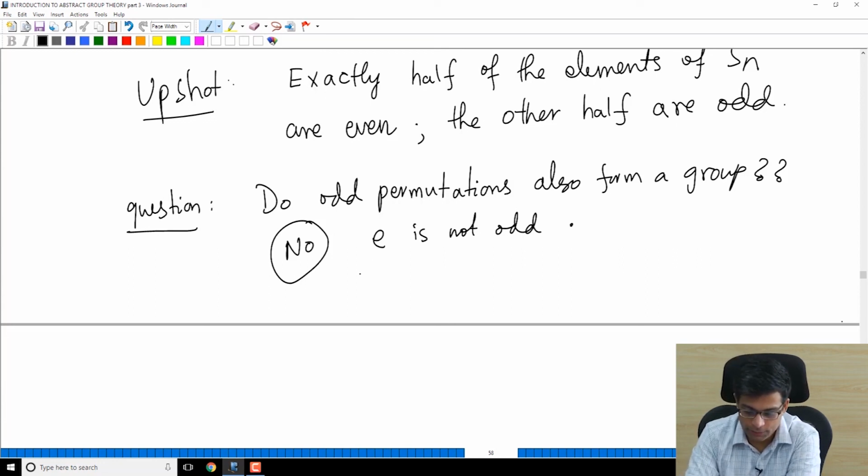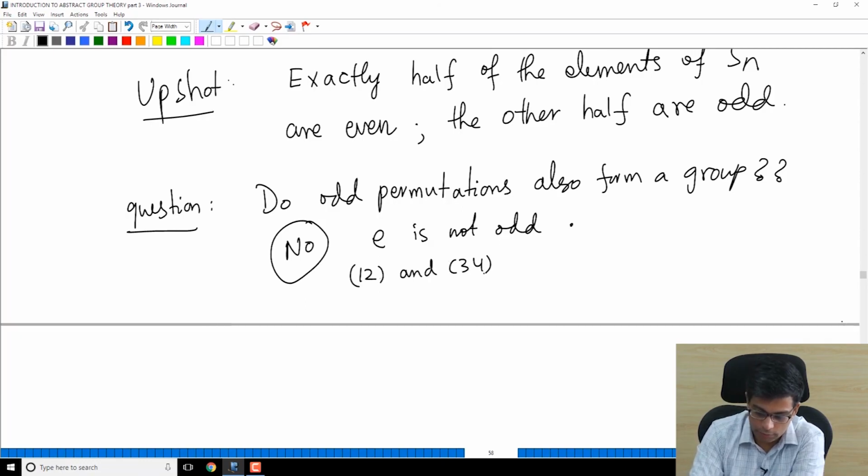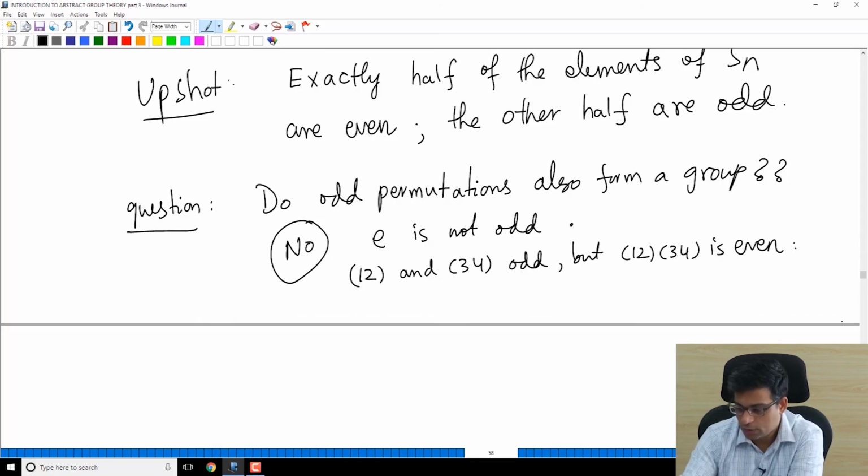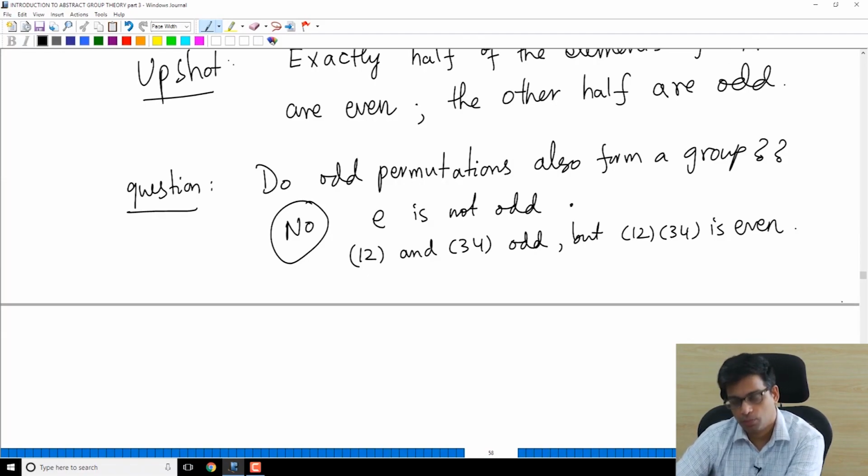But also remember, if you take (1 2) and (3 4), both are odd, but the product is even. So this amounts to saying that sum of 2 odd numbers is even. So just like even numbers in integers form a subgroup but not odd integers, similarly even permutations form a subgroup but odd permutations do not.